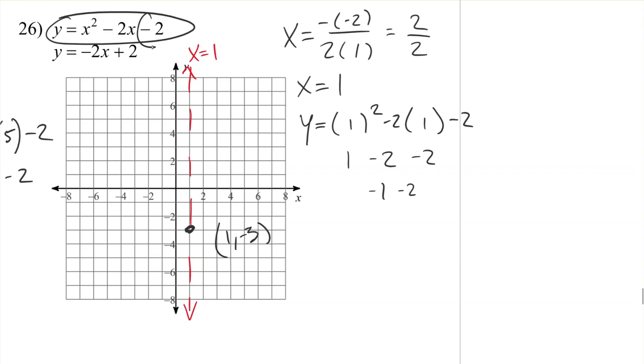Y-intercept is at negative 2, so we've got a point there. Let's sub in a 3 next. 3 squared is 9, negative 2 times 3 is negative 6, minus 2. That's 3 minus 2 is 1. So negative 1 as well. Sub in a 4 next. 4 squared is 16. Negative 2 times 4 is negative 8 minus 2. 8 minus 2 is 6. So 4, 6, and negative 2, 6.